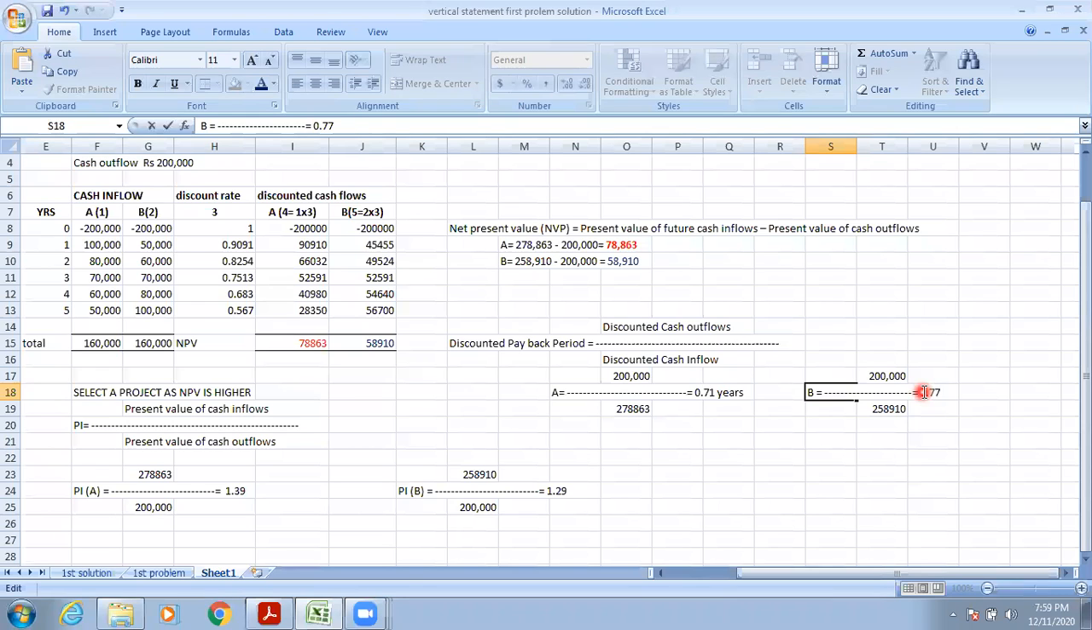So you can convert that into months also. How to calculate the months? You have to multiply it. You can multiply this by 12. So 0.71 multiplied by 12 months is the month conversion. So what is the answer? 0.71 into 12 months. So you will get the months.